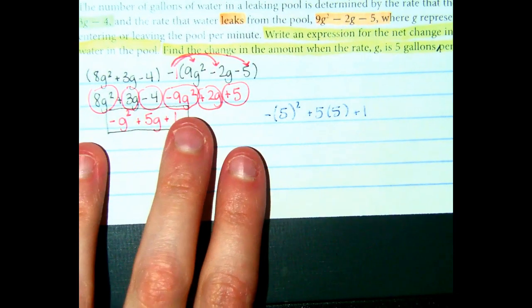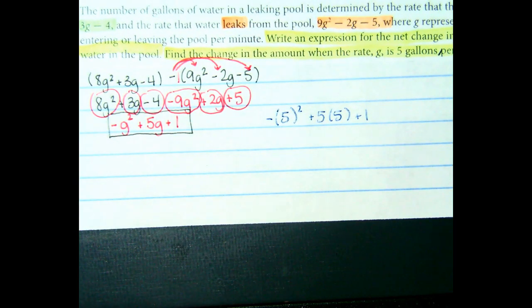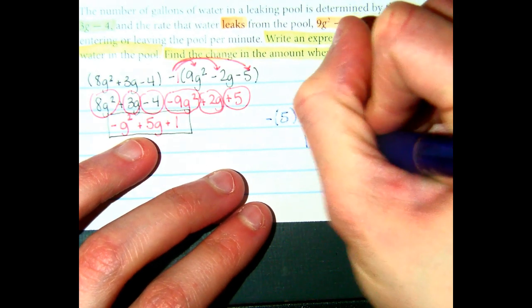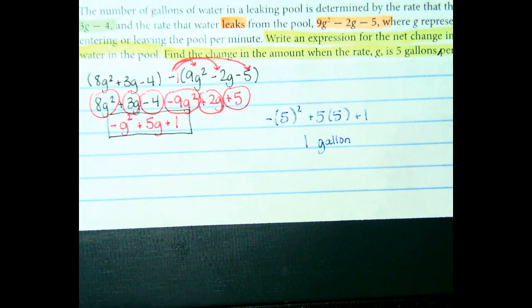So if it's going in at 5 gallons per minute, which seems like a lot, I don't really know, rate-wise, we got to find out what we got left. One gallon. So if you're pumping in water at a rate of 5 gallons per minute, only 1 gallon is staying in that pool at a time. Fix the hole. You are wasting water.